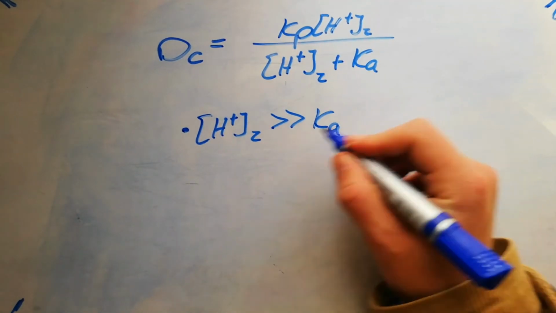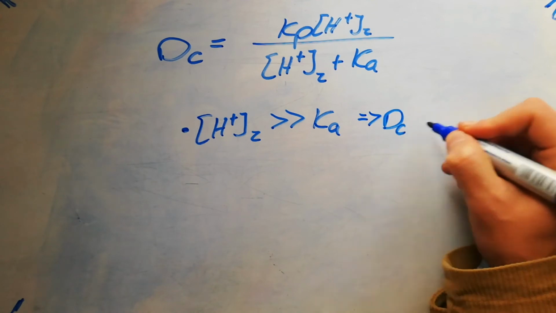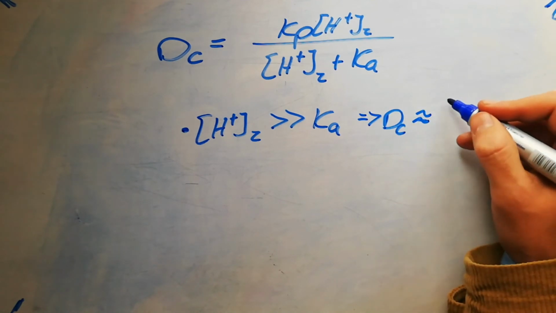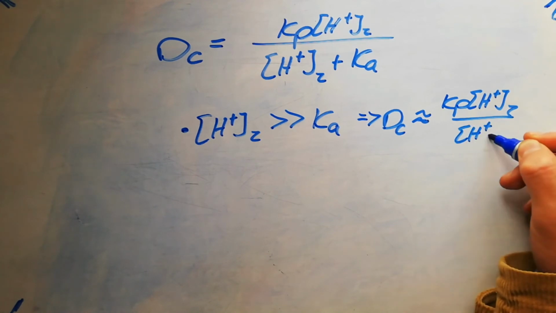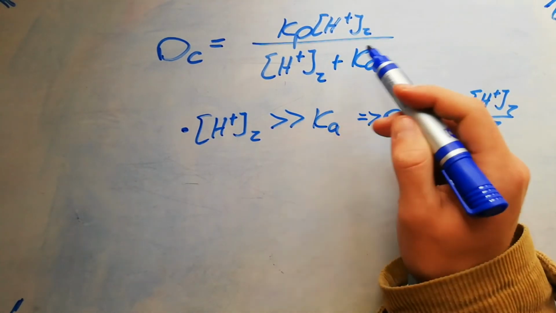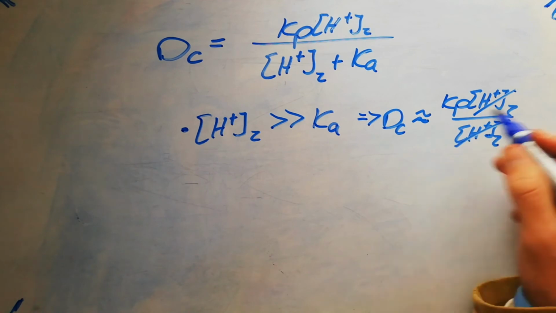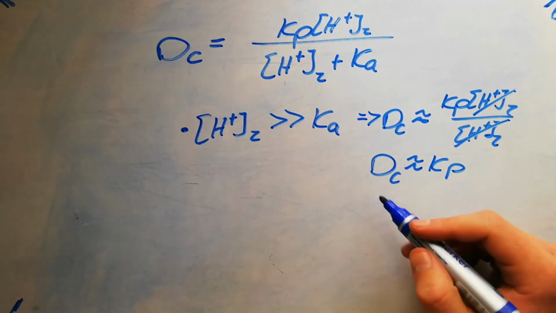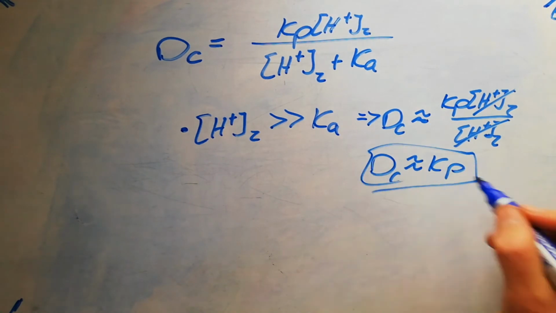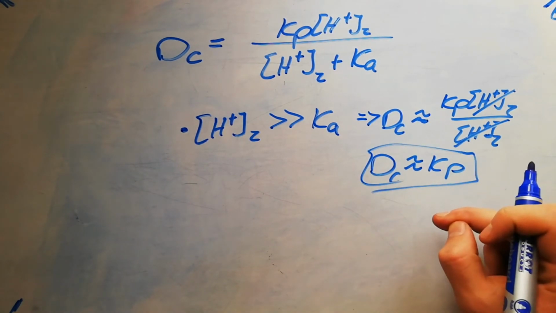So in this case, basically what's going to happen is DC will approximately become Kp times H plus 2 over H plus 2, right? Because this is so big, it just overshadows the Ka. And they can just cancel. And here we have, oh, look at that. For high concentrations of hydrogen, the distribution constant is equal to the partitioning constant, which is awesome.